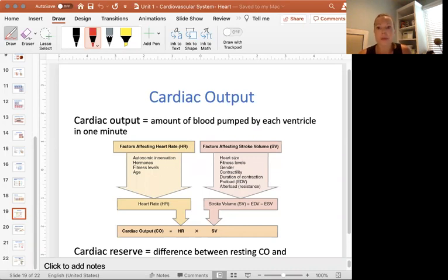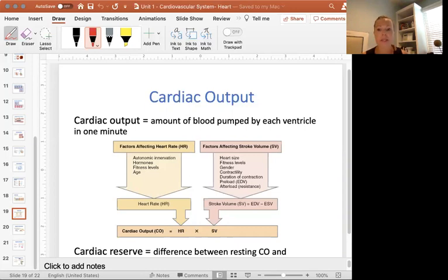So, to begin with, the cardiac output is the amount of blood that is pumped by each ventricle of the heart. So, whether you're looking at the right ventricle or the left ventricle, either one, it's just the amount of blood that's pumped by a ventricle in 1 minute. And to determine cardiac output, you just need to know two things. You need to know the individual's heart rate and also the stroke volume.